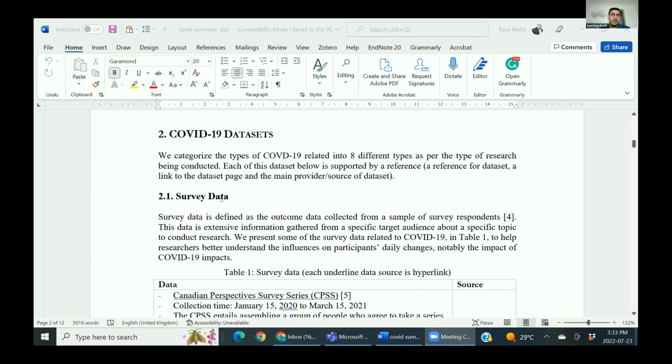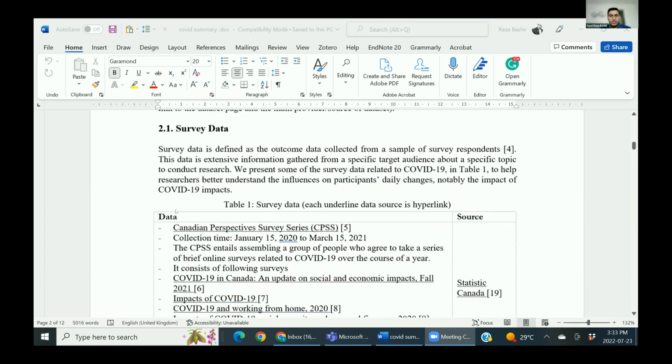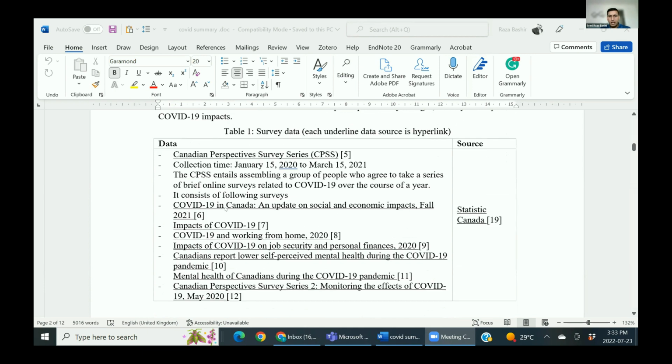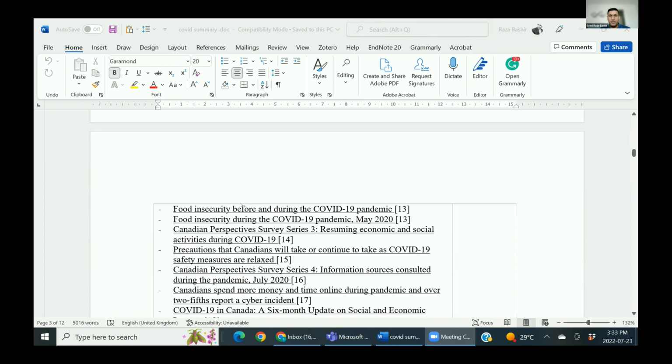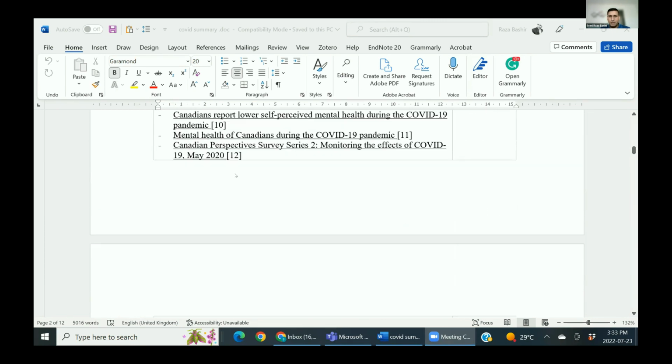We found there are 8 different types as per the type of research being conducted. We have survey data, the data that we collected from surveys. This is in table number 1, and it is basically from Statistics Canada, the Canadian Prospective Survey Series. Then, moving down here, food insecurity, from different sources, that is Statistics Canada. So we get that one, number 1.